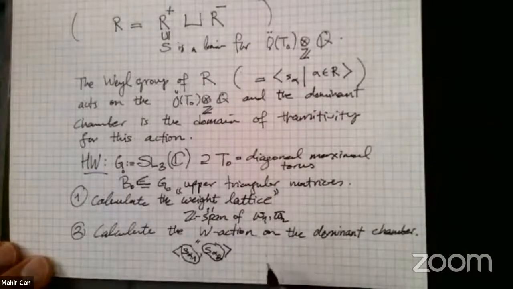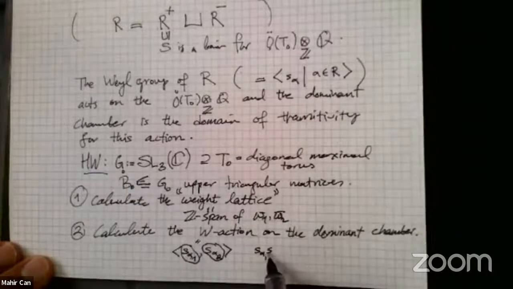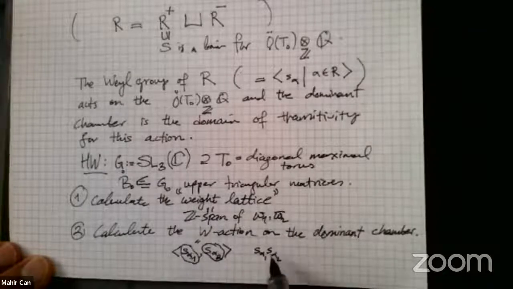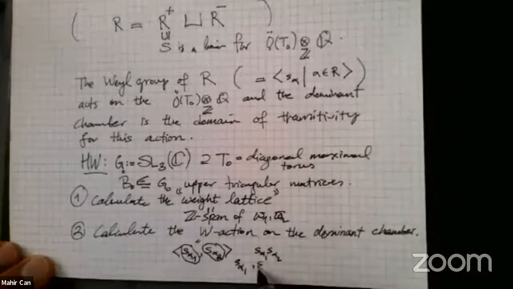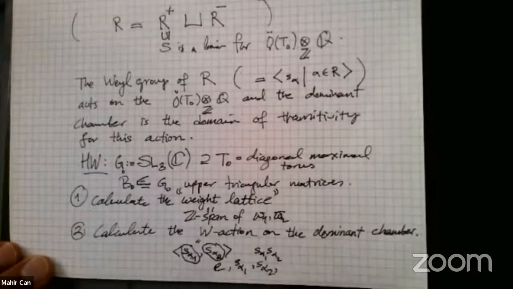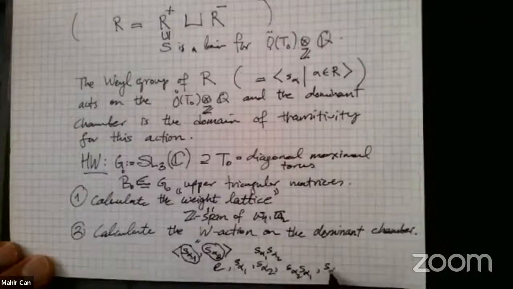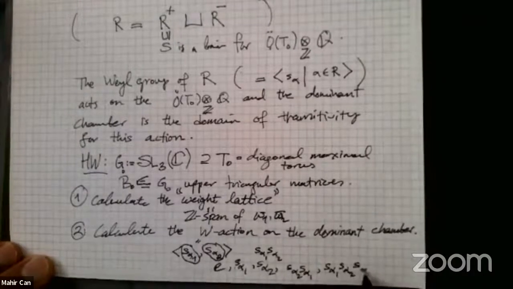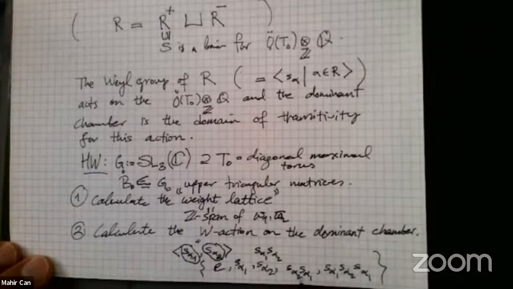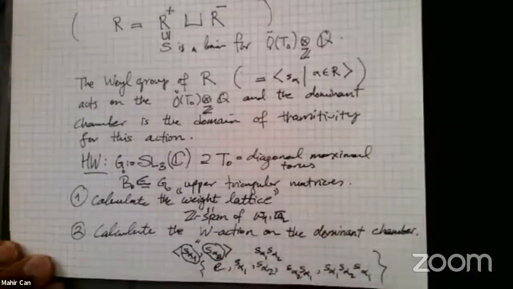So maybe it's a good idea to calculate all of these. You need to calculate the action of S alpha 1, S alpha 2. There are 6 permutations, right? The trivial identity, then S alpha 1, S alpha 2, S alpha 1 S alpha 2, S alpha 2 S alpha 1, and S alpha 1 S alpha 2 S alpha 1. These are all of the elements of W here. And check where these move the cone.